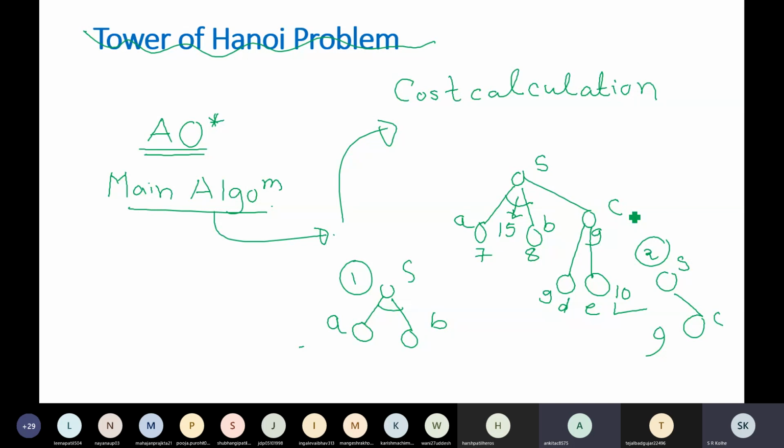Simple. 9, 19. Oh, sorry. Suppose this is an N type of arc. 19.